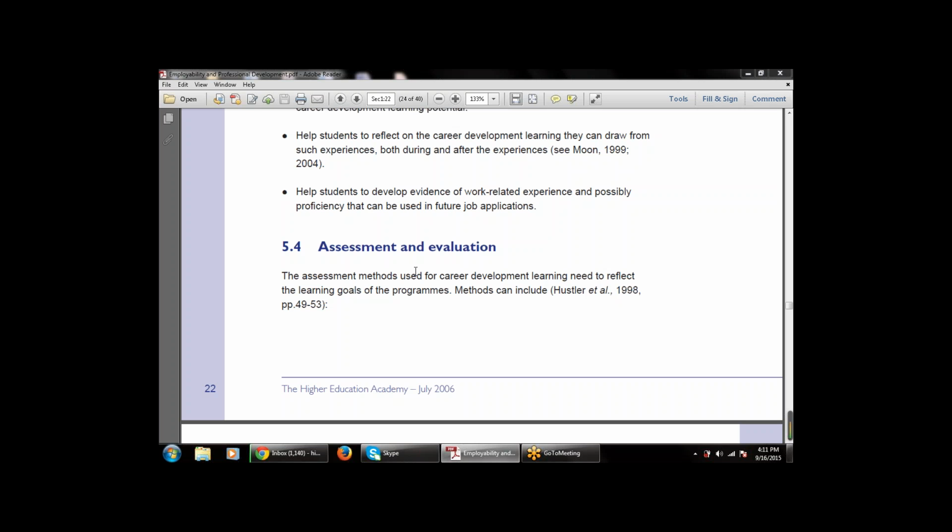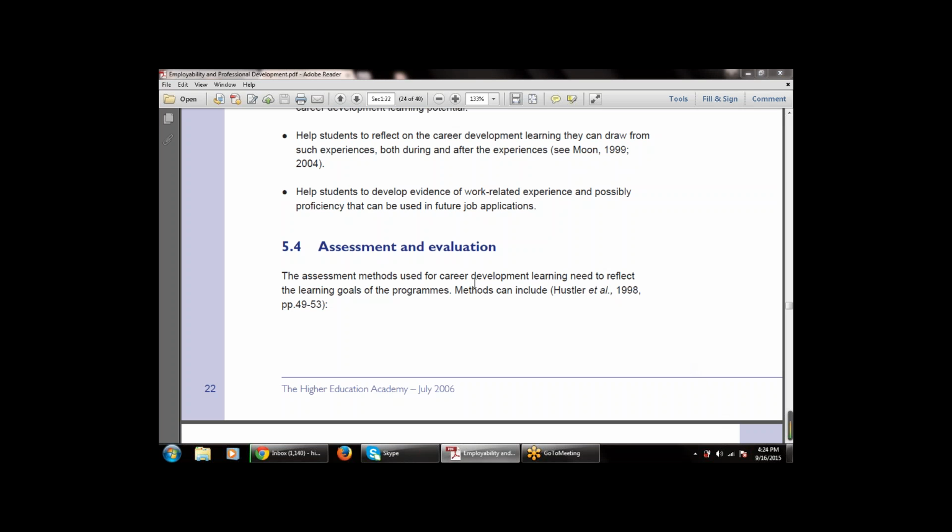So let's start with the previous class chapter, chapter number 5, the topic of assessment and evaluation, that is how to assess and how to evaluate. This is the major decision that helps in career development learning. The assessment methods used for career development learning need to reflect the learning goals of the program.